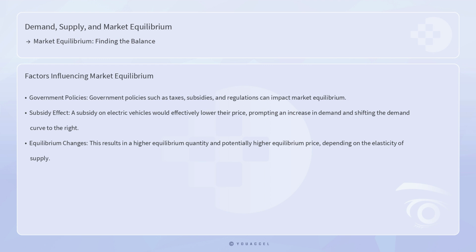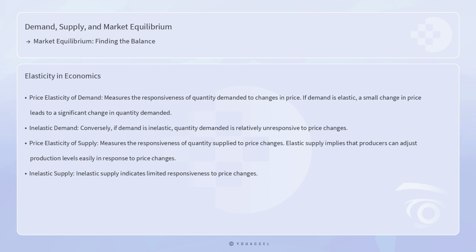A subsidy on electric vehicles would effectively lower their price, prompting an increase in demand and shifting the demand curve to the right. This results in a higher equilibrium quantity and potentially higher equilibrium price, depending on the elasticity of supply. Elasticity plays a crucial role in determining the extent of changes in equilibrium price and quantity.